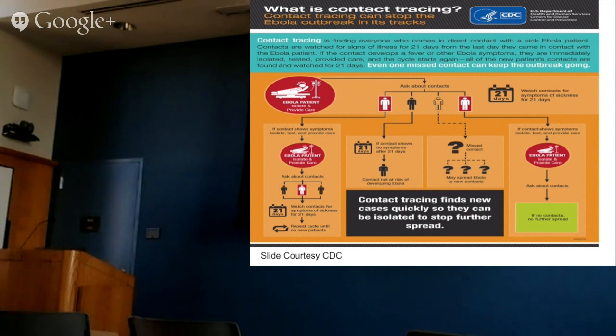I won't hit Dallas too hard. They did, at first, a very poor job. He died. The only people who became infected, interestingly enough, were two nurses who had probably not been given sufficient training in the proper protective equipment. I'll show you what that looks like when it's done in Africa. They were young and they wanted to do it. They meant well, but nobody had properly trained them.